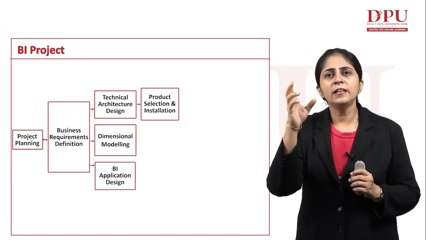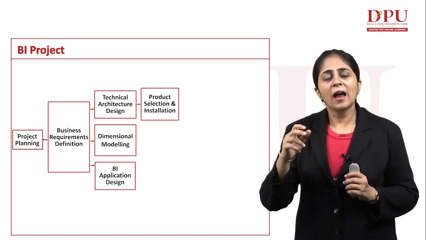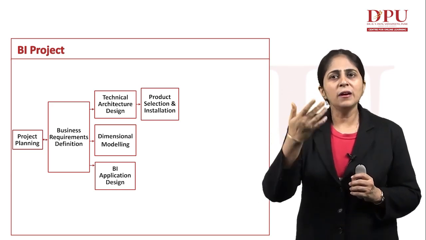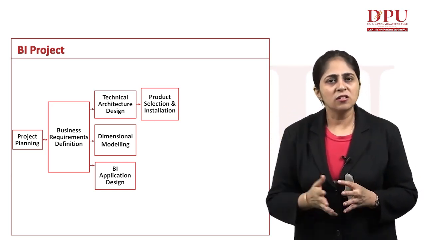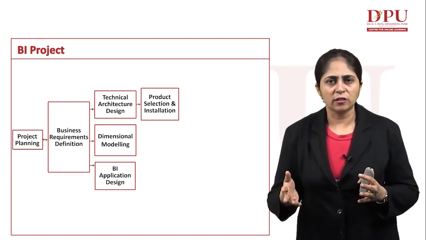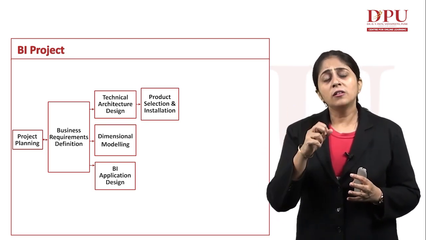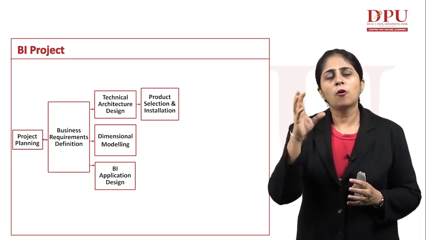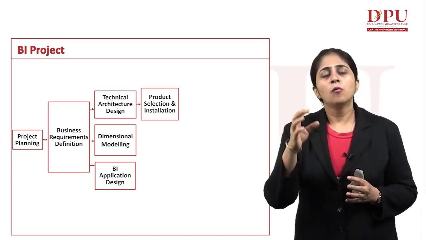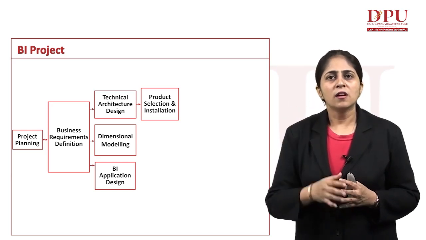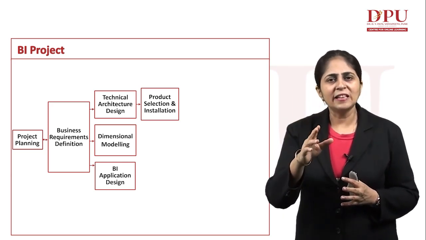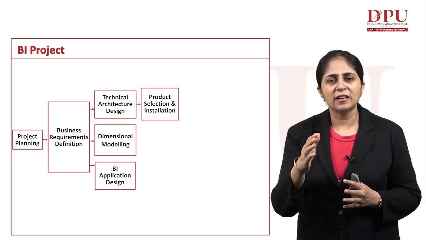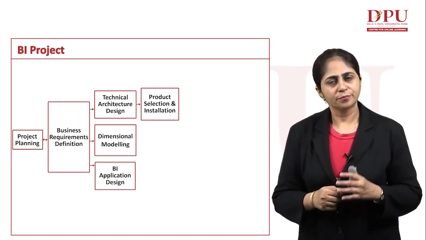So accordingly, you will select the products and install. See, there are a number of tools and applications available for building any project nowadays. So now you have to select your products, that for achieving all these technical things, what products we can work on. So the next phase for the technical architecture design would be product selection and installation.